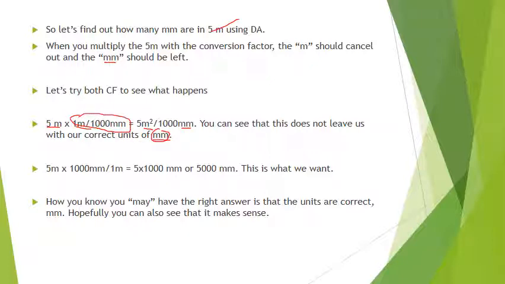Okay, now if you use the other conversion, the 1000 millimeters over the meter, what happens is the meters now cross out, and you're only left with millimeters. So you'll have 5 times 1000, which is 5000 millimeters, and that's what we want. So you're pretty sure you got the right answer because you got the right units. Now, you're not totally sure, because it might not make sense, okay?